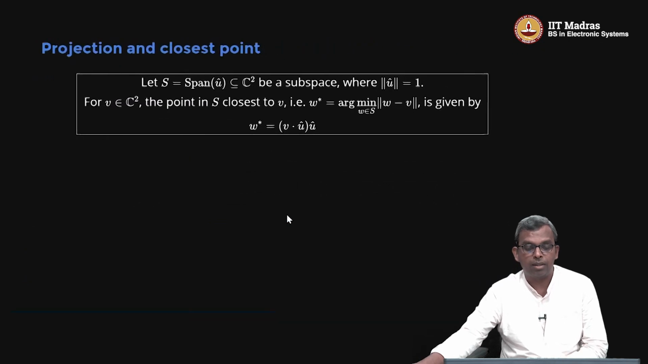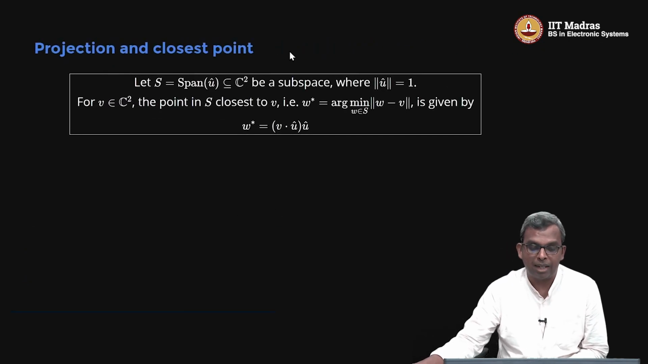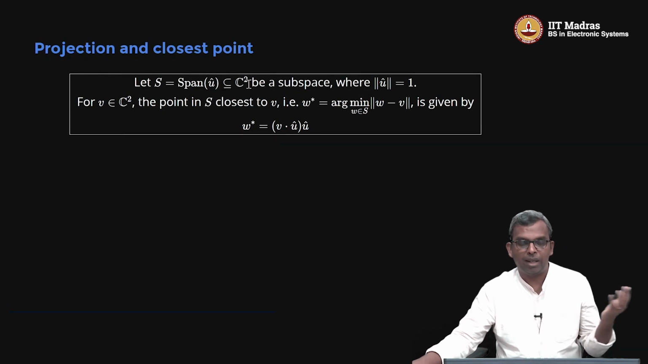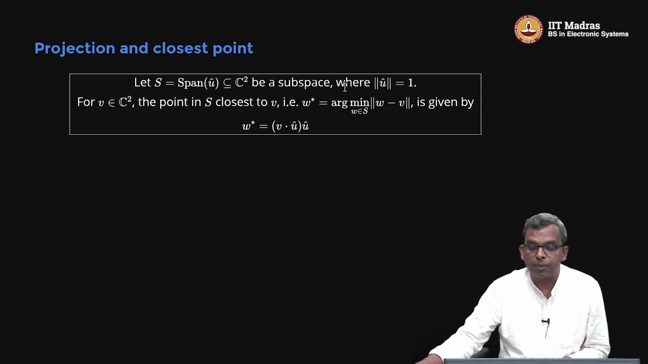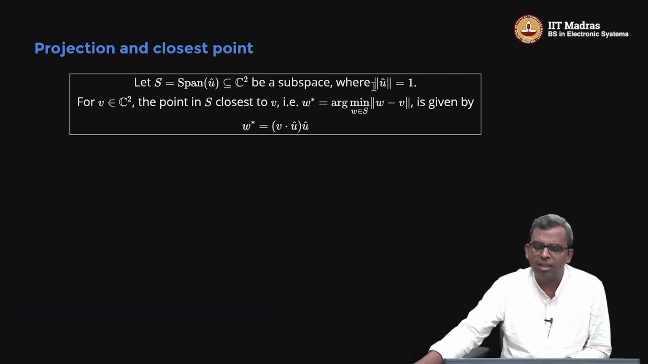Okay, can we find out this C? So here is an answer, an explicit answer. Let's say S is the span of U cap, which is a subset of C now. I gave you the intuition in R2, now we're moving to C2. This is a subspace, and the norm of U cap is 1. So U cap is normalized. This normalization is sort of important in this property.